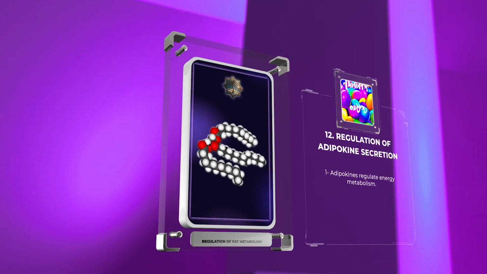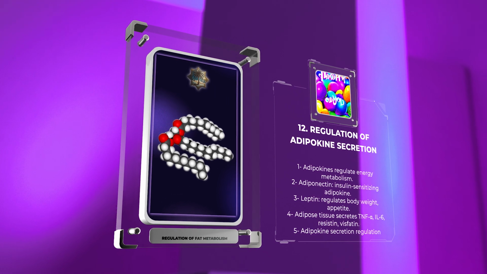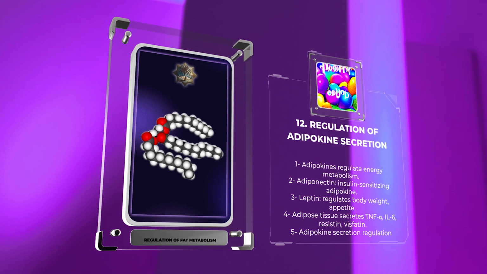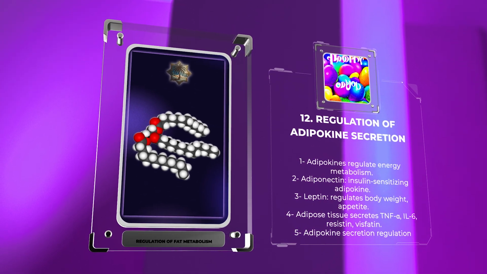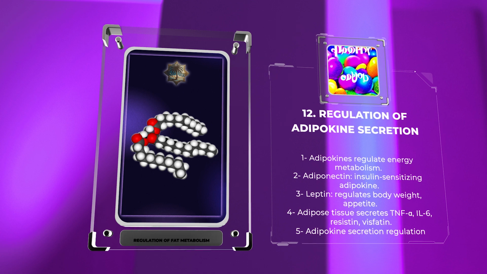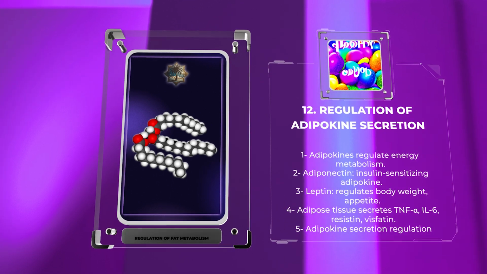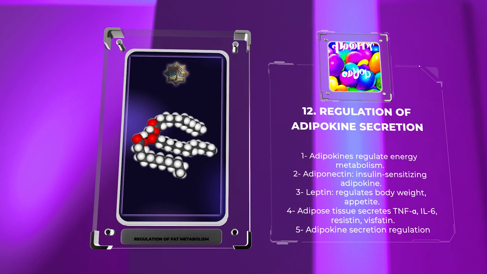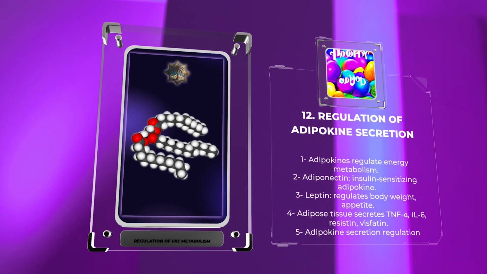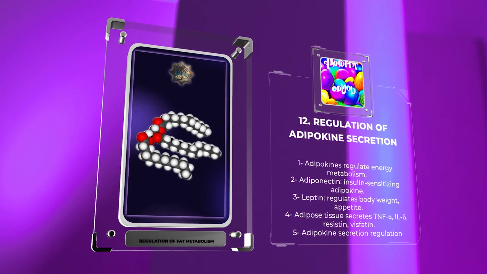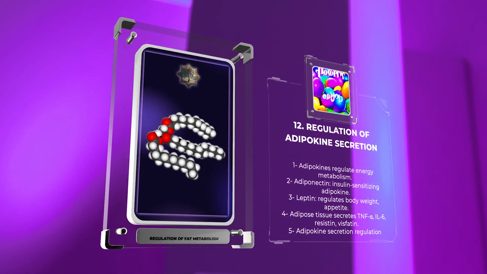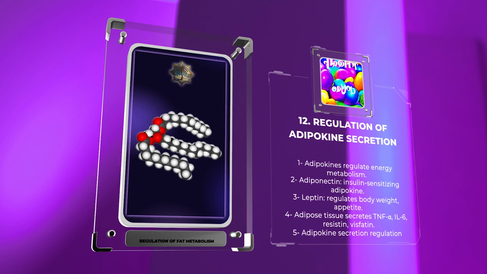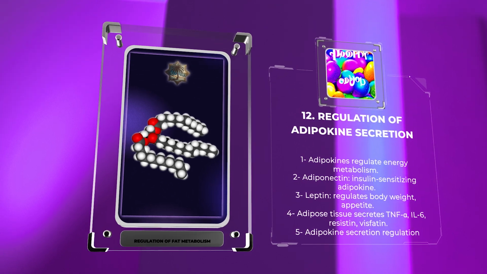Adipokines are signaling molecules secreted by adipose tissue that regulate energy metabolism and systemic processes. Adiponectin is an insulin-sensitizing adipokine regulated by PPARgamma and AMPK signaling. Leptin regulates body weight and appetite through the hypothalamus. Adipose tissue also secretes TNF-alpha, IL-6, resistin, and visfatin, contributing to metabolic function and inflammation. Understanding the regulation of adipokine secretion is crucial in understanding fat metabolism.